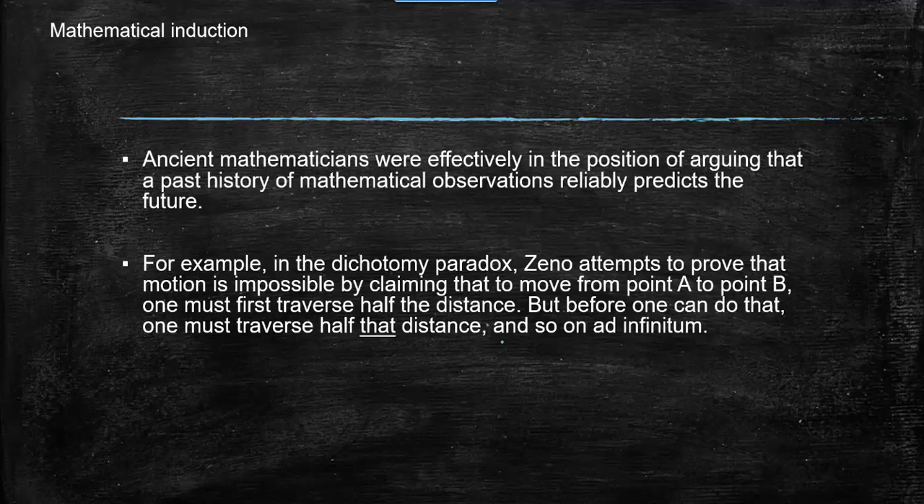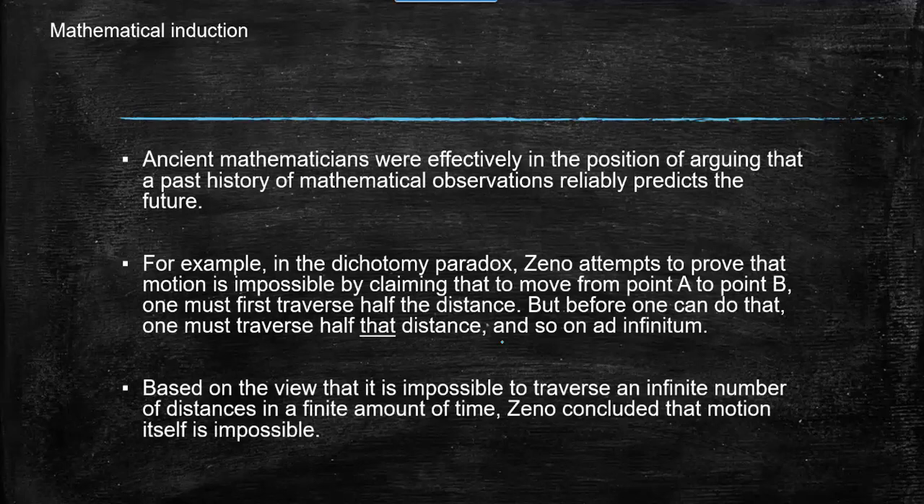For example, in the dichotomy paradox, Zeno attempts to prove that motion is impossible by claiming that to move from point A to point B, one must first traverse half the distance. But before one can do that, one must traverse half that distance, and so on ad infinitum. Based on the view that it is impossible to traverse an infinite number of distances in a finite amount of time, Zeno concluded that motion itself is impossible.